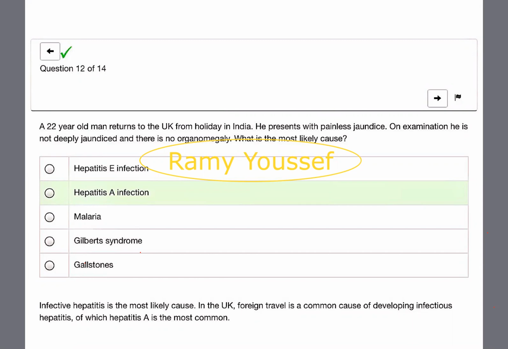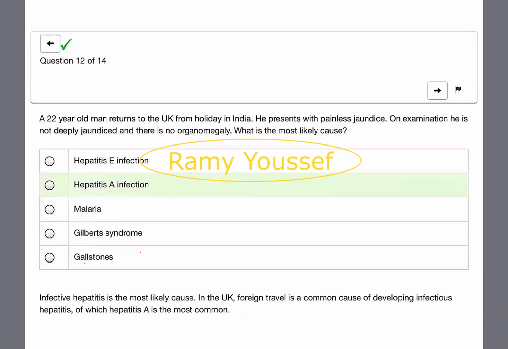Gallstones also the same. No relation between India and gallstones. So it is between hepatitis E and hepatitis A, and hepatitis A is very common in India, because of maybe some sort of low hygiene, sometimes in food markets and crowded areas. In Egypt and most crowded countries, with high population, you'll find hepatitis A is very high, by the way. And even it is a slight jaundice without any organomegaly, so this is a type of hepatitis A infection.